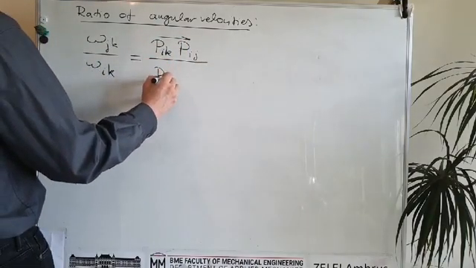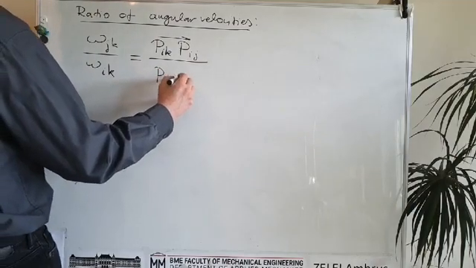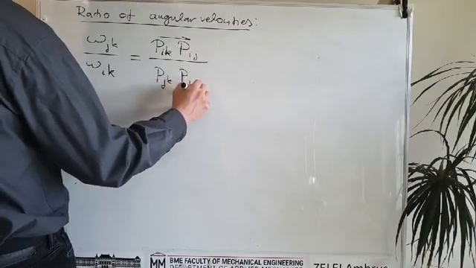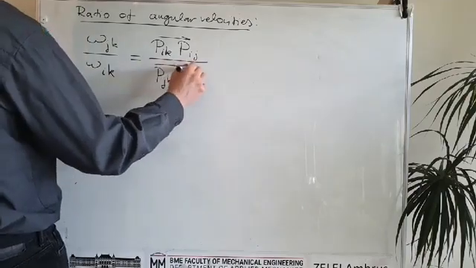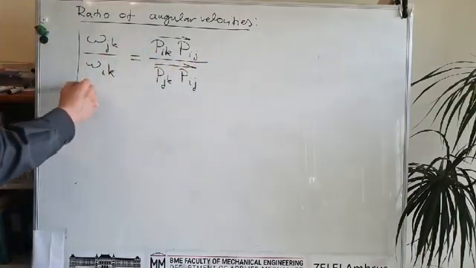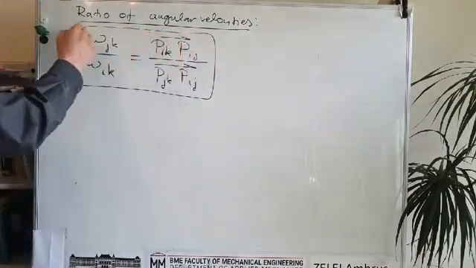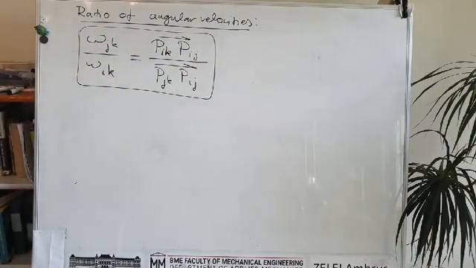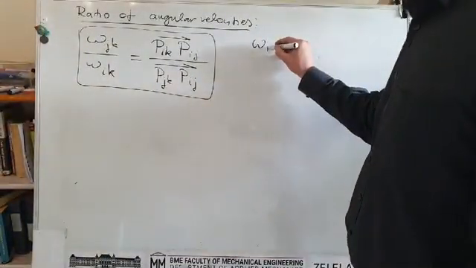and this is PJK relative pole, and this is PIJ relative pole again. Okay, so this is a general formula which always works, but we have to define what is the meaning of omega ij, for example.